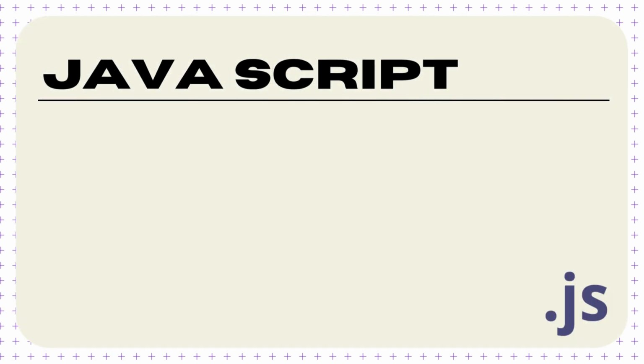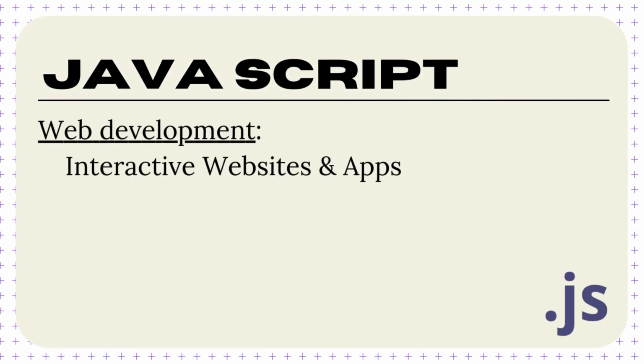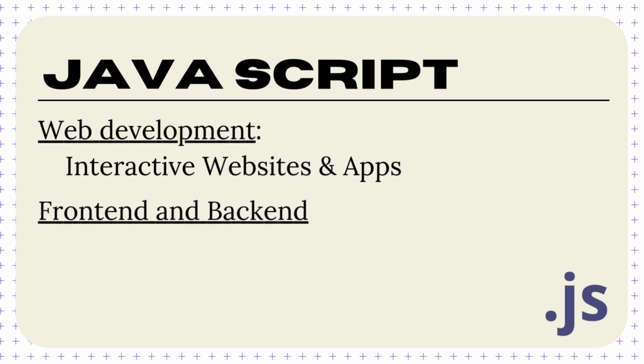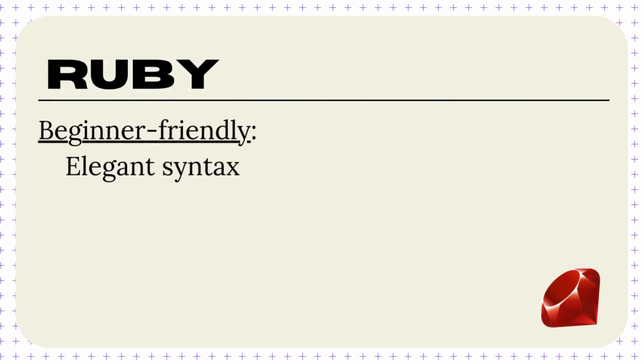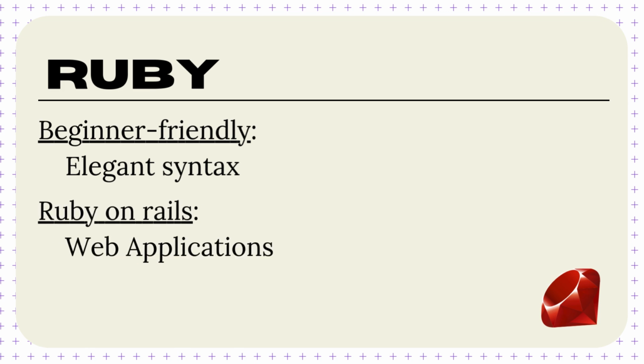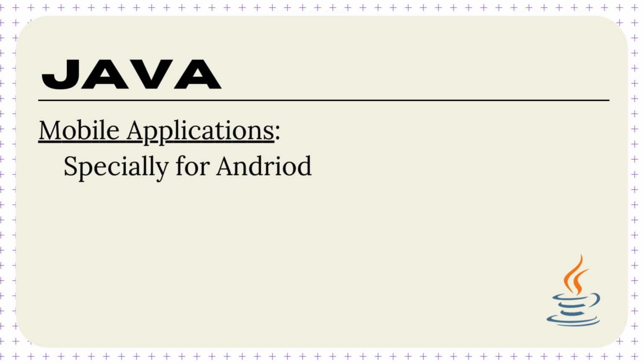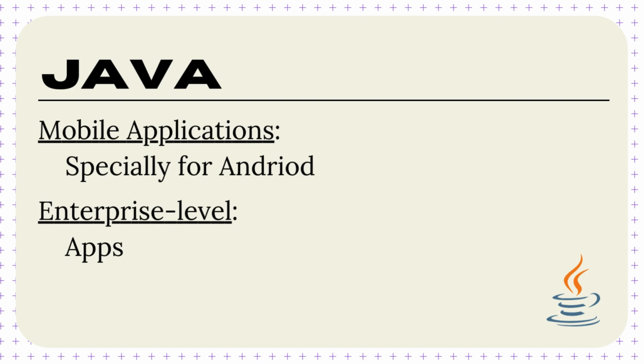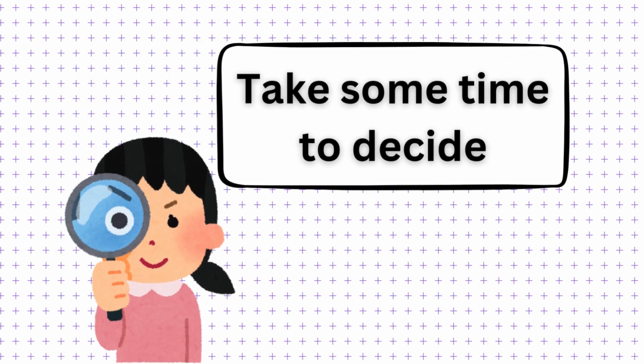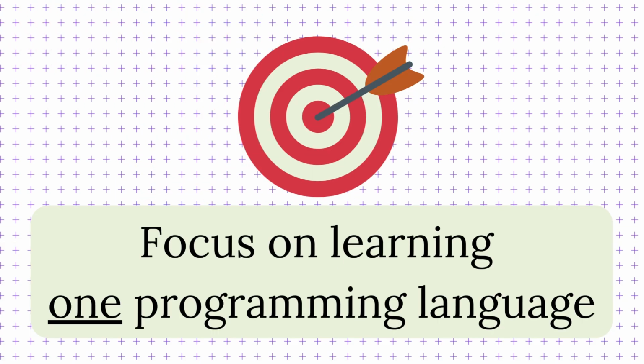JavaScript: essential for web development, enables you to create interactive websites and apps, suitable for both front end and back end development. Ruby: known for its elegant syntax and beginner friendly approach, excellent for building web applications, especially with the Ruby on Rails framework. Java: ideal for mobile development, particularly Android apps, widely used for enterprise level applications. Take your time to explore what excites you and pick the language that aligns with your interest. Also, it's better to choose one language and try to master it.